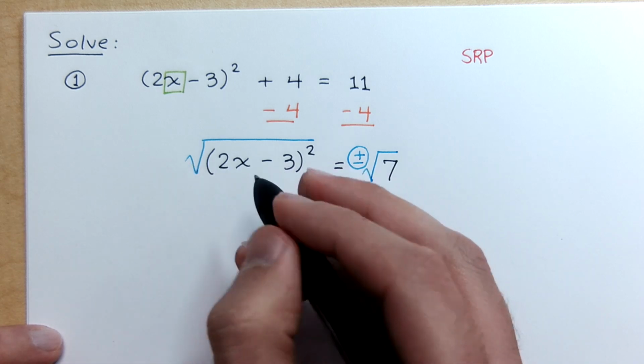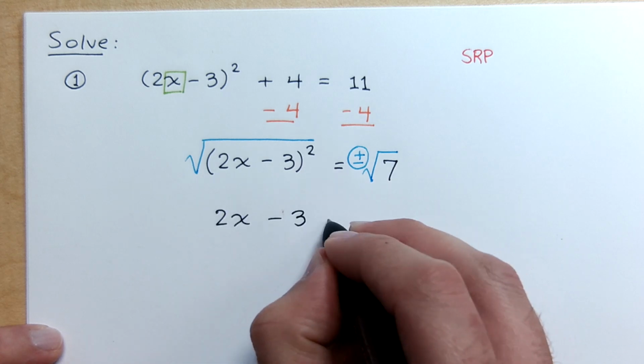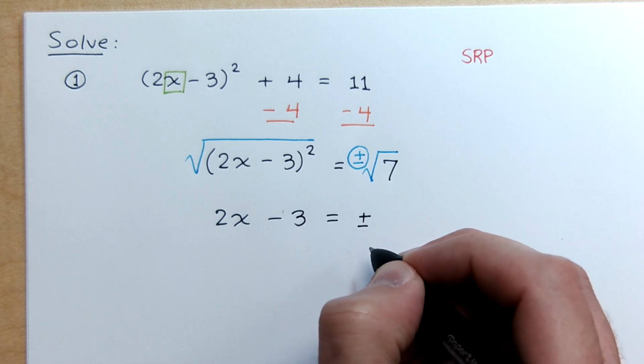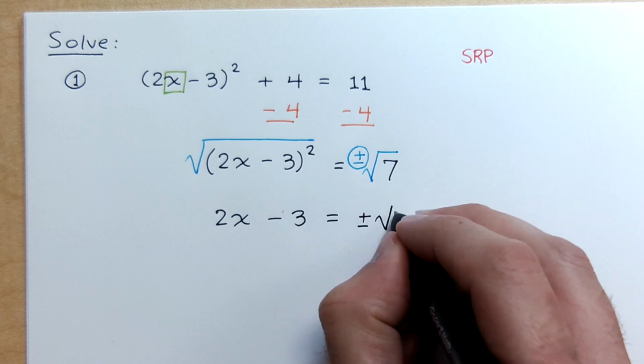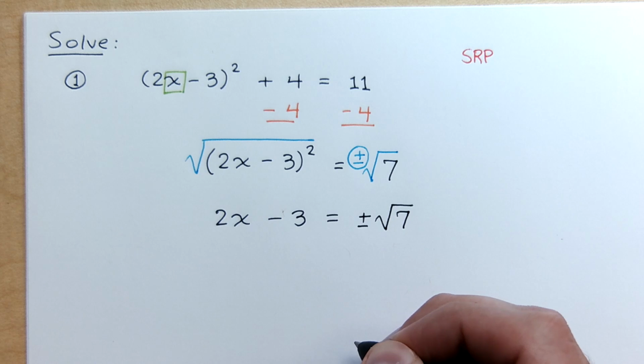The square root of the square is going to leave us with just 2x minus 3. And on the right side, this is plus or minus the square root of 7. The square root of 7 does not simplify. It's a prime number. It stays exactly as it is. Do not write 7. Do not write 49. The square root of 7 is the square root of 7.